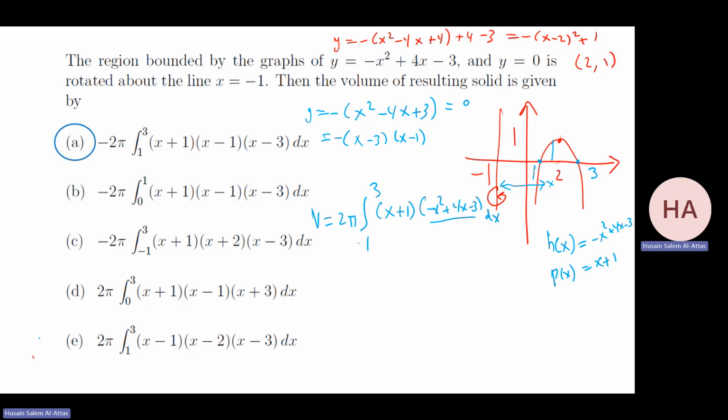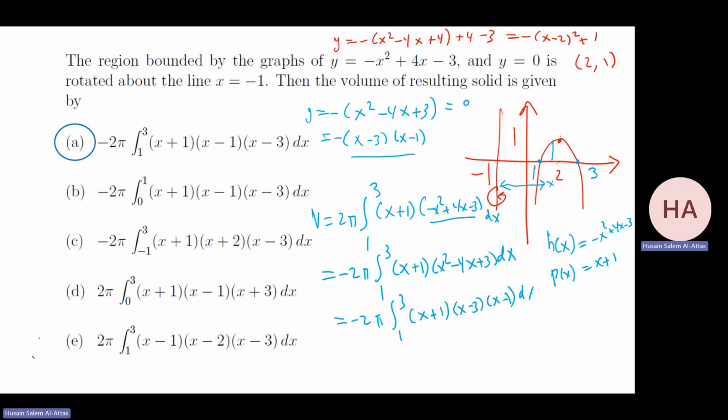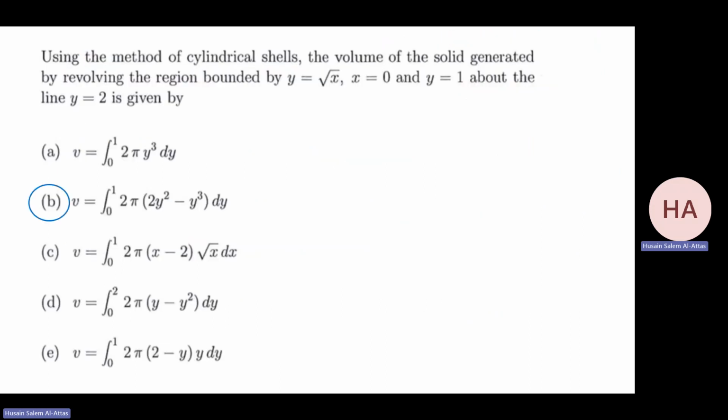I can take the minus from here. That gives me minus 2 pi from 1 to 3 of x plus 1 times x squared minus 4x plus 3 dx, which I know how I factored before. That would be minus 2 pi from 1 to 3 of x plus 1, x minus 3, x minus 1 dx, which is this one. Actually, I can get it from here with the minus since I did it before.